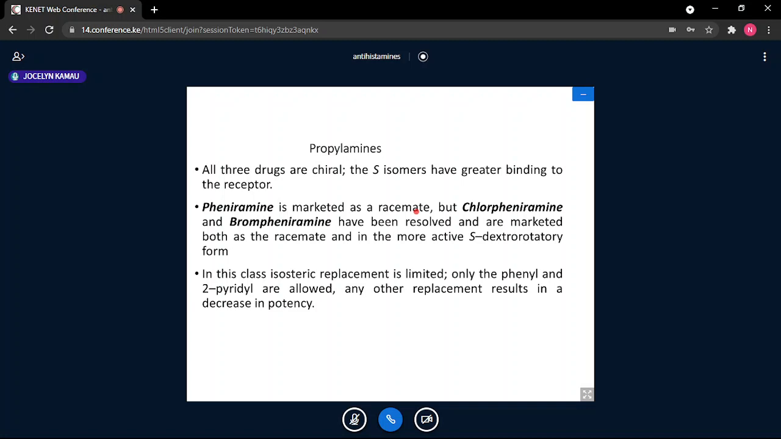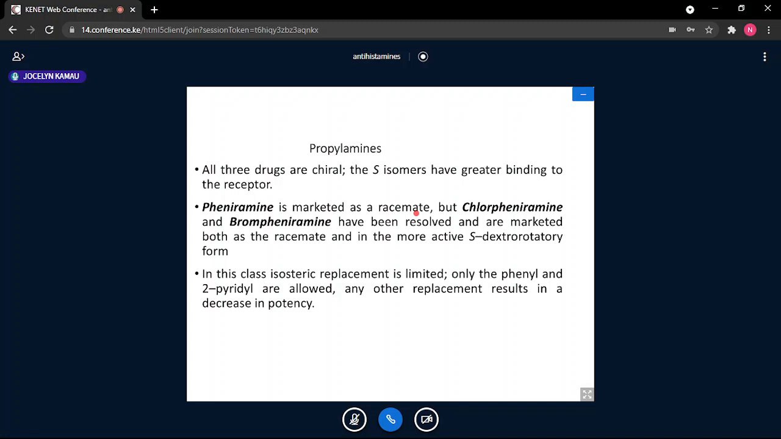And because of that double bond, whenever you introduce a double bond into drug molecules or any other organic molecules, you expect to have geometric isomerism. Geometric isomerism is whereby different groups are distributed differently. Remember, geometric isomerism is also a type of stereoisomerism, and it is stereoisomerism by the arrangement of the bulky groups.